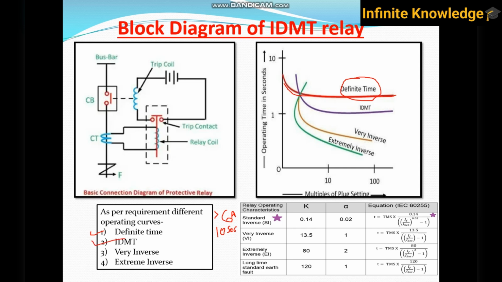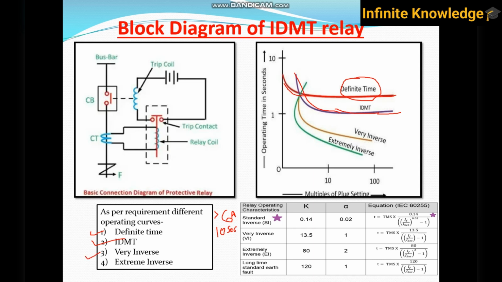The second one is the IDMT characteristic, inverse definite minimum time delay. It continuously checks the current. If my current suddenly increases, it causes sudden tripping. The time to trip is lower if my current is higher, and if my current is low, then it will take more time.